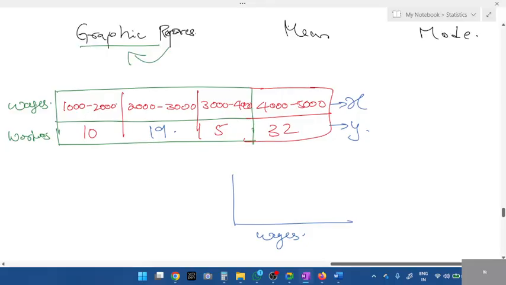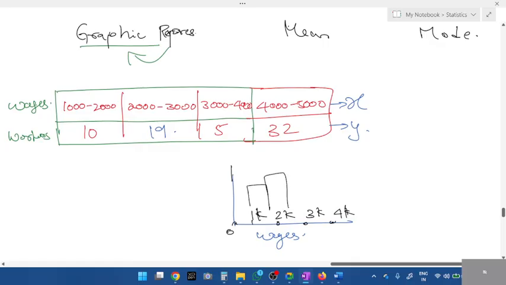Respond all of you, continuous or discontinuous? Continuous. So start from 0. What are the values we take here? 1000, next 2000, 3000 and 4000. This is the first type of question, not method. First type of question. In this we have three methods. What are the three methods?